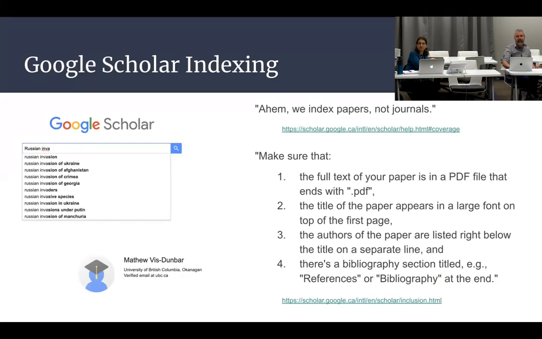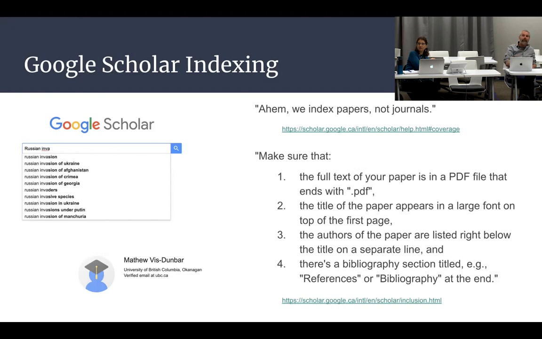And then basically what you get back is a consequence of what's in those fields. When you look at Google Scholar, this is interesting. They make it very clear that they're not indexing journals, they're indexing papers. This is one of the reasons why on your Google Scholar profile, you get things like an H index, but you don't get an impact factor, because that's at the journal level.